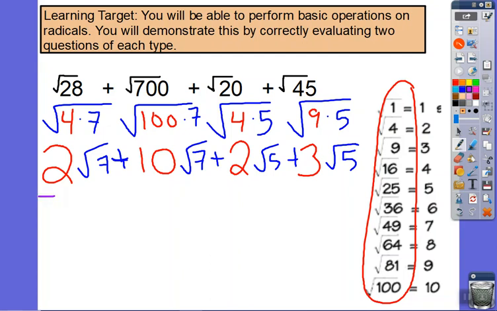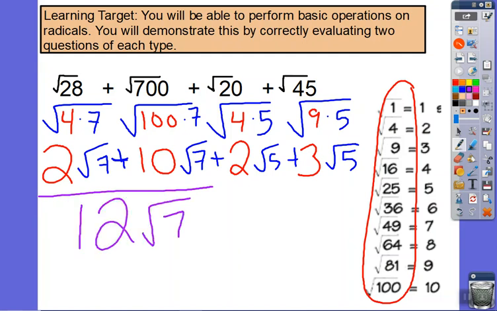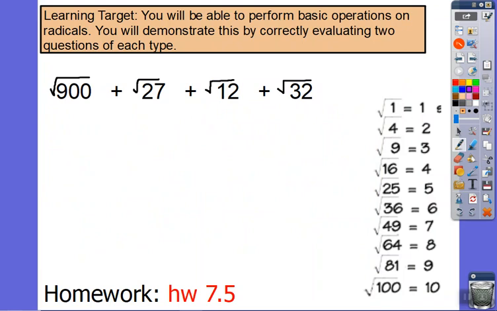So what matches here? Well, these two are both square roots of 7, so let's put them together. 2 of them and 10 of them makes 12 square roots of 7. These two go together. So let's put that 2 and that 3 together, calling it 5, still square roots of 5, and I need something in between that is a positive there. So 12 square roots of 7 and 5 square roots of 5. Our last one here. None of these are the same, so we're not going to add them as they are.